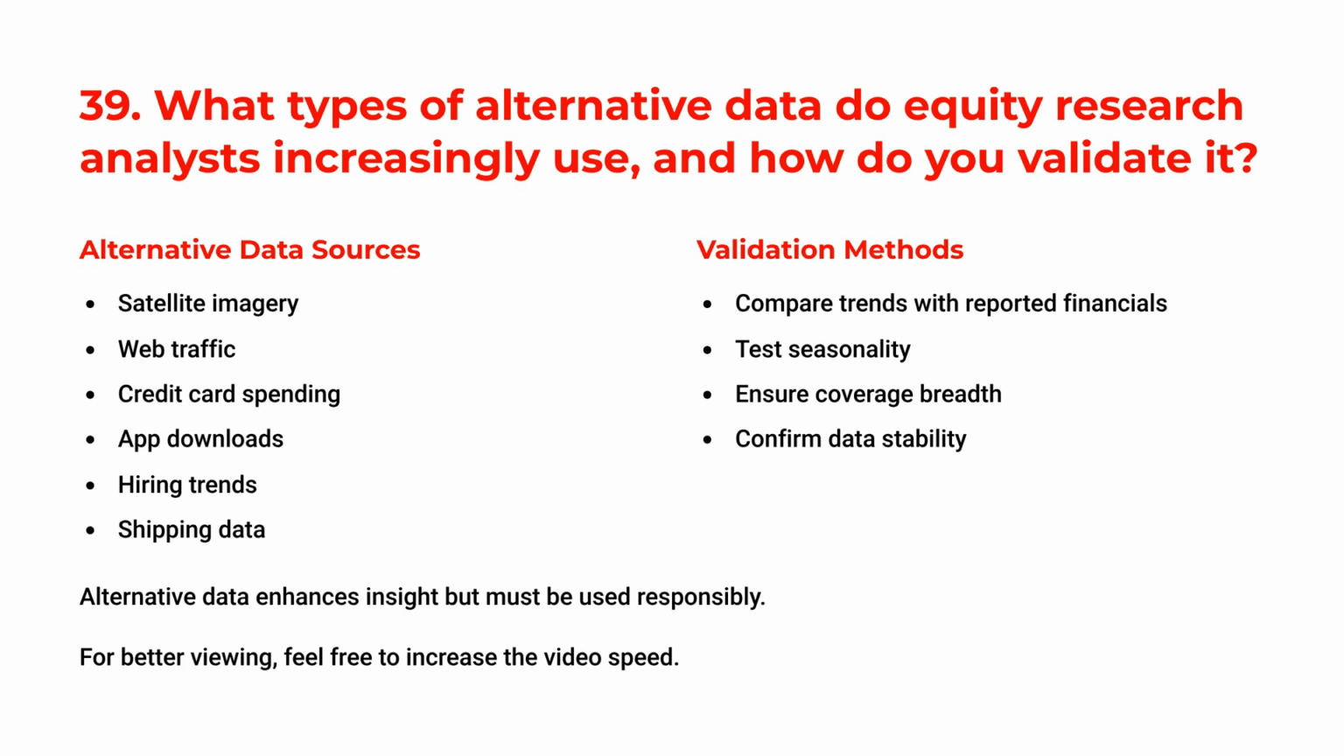What types of alternative data do equity research analysts increasingly use, and how do you validate it? Alternative data includes satellite imagery, web traffic, credit card spending, app downloads, hiring trends, or shipping data. To validate it, compare trends with reported financials, test seasonality, ensure coverage breadth, and confirm data stability. Alternative data enhances insight, but must be used responsibly.